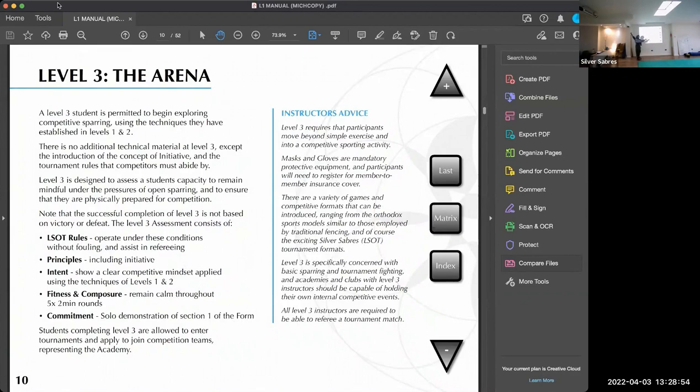There are a variety of games and competitive formats that can be introduced, ranging from the orthodox sports models, such as you can just fence with lightsabers if you like, to those employed by traditional fencing, and of course the exciting Silver Sabres LSOT tournament formats. Level 3 is specifically concerned with basic sparring and tournament fighting, and academies and clubs with level 3 instructors should be capable of holding their own internal competitive events. All level 3 instructors are required to be able to referee a tournament match.